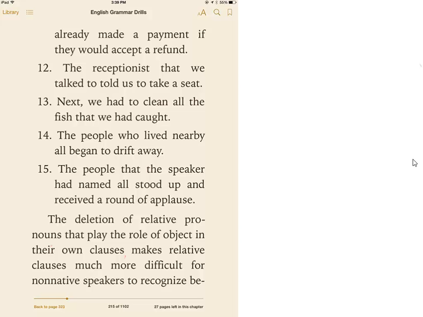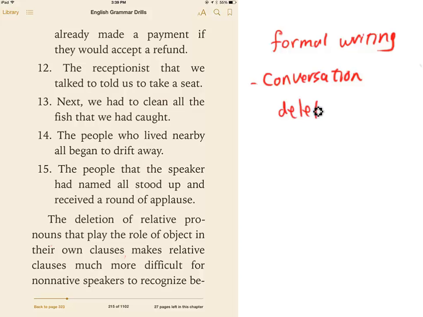Okay, welcome back. We are talking about relative pronouns, and we've been talking about different types of relative pronouns: the way we use them in formal writing or the formal setting, and how it differs from conversational use. We found that in conversation we often delete the relative pronoun that's acting as an object, relative pronouns that are not doing the action.